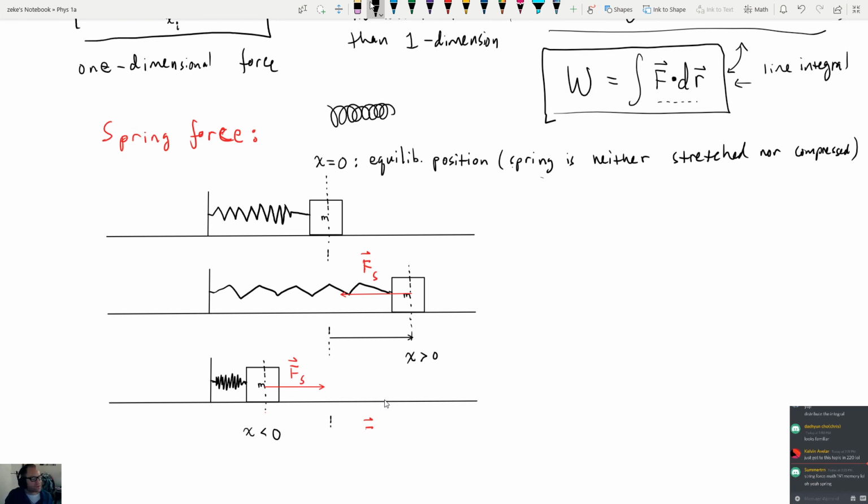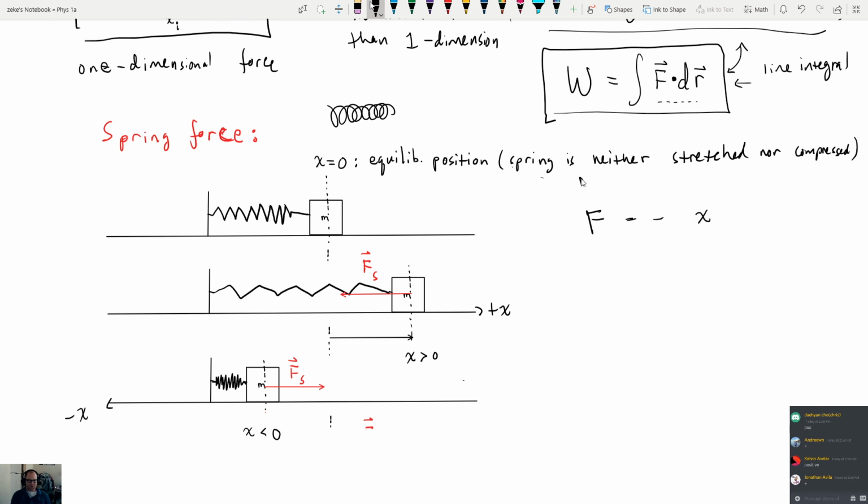So what you notice when you look at this is that if I define this to be the positive x direction, and I define this to be the negative x direction, and the middle is 0, this is x equals 0. When x is positive, is the force positive or negative? Negative. And when x is negative, is the force positive or negative? Positive, right? So there's clearly a relationship where the force is related to the negative of x. Just force is related to negative something times x.